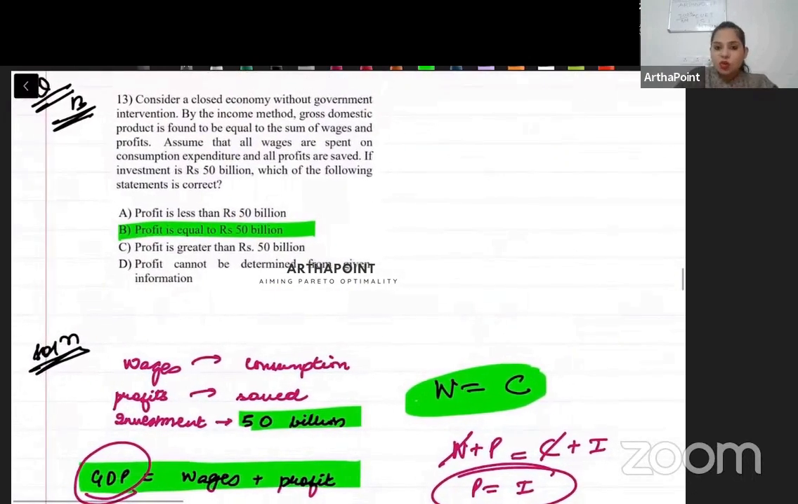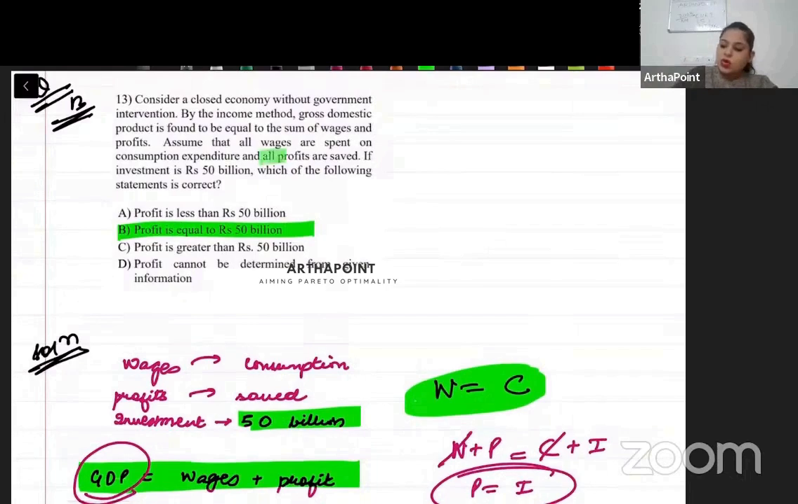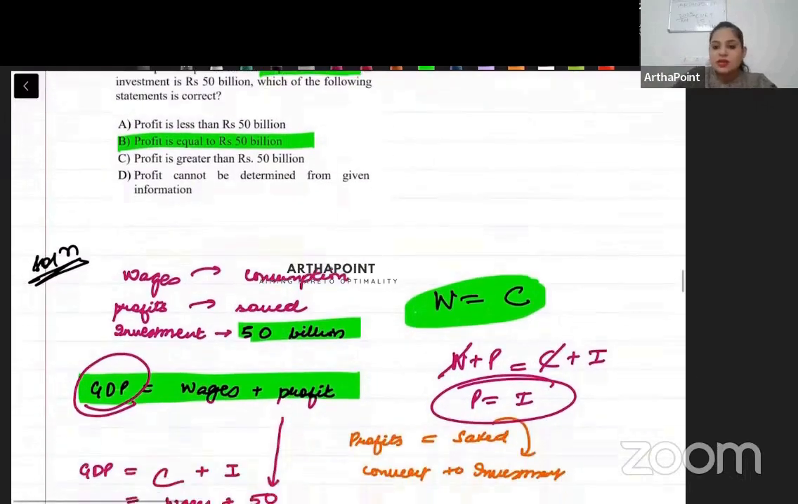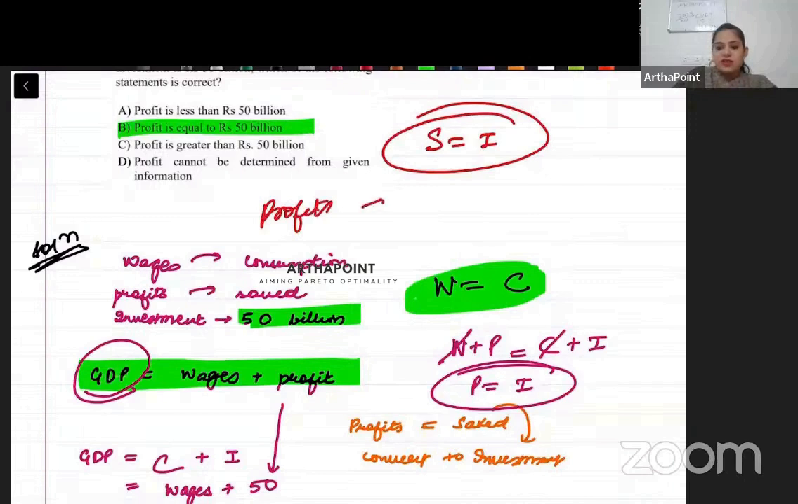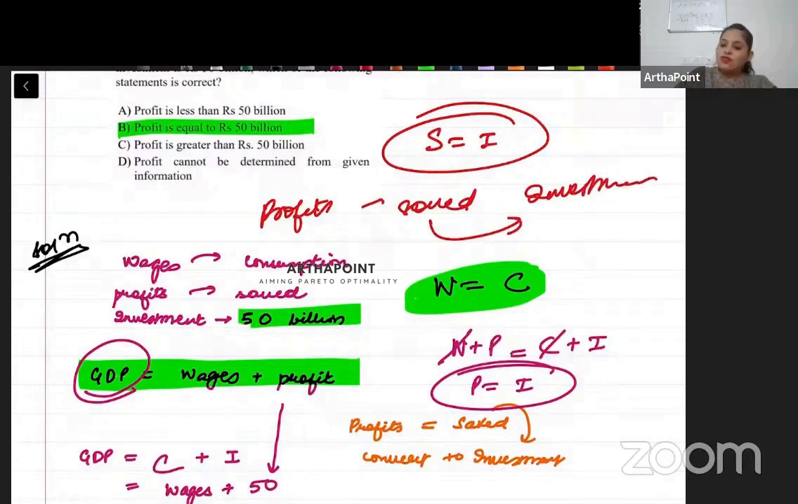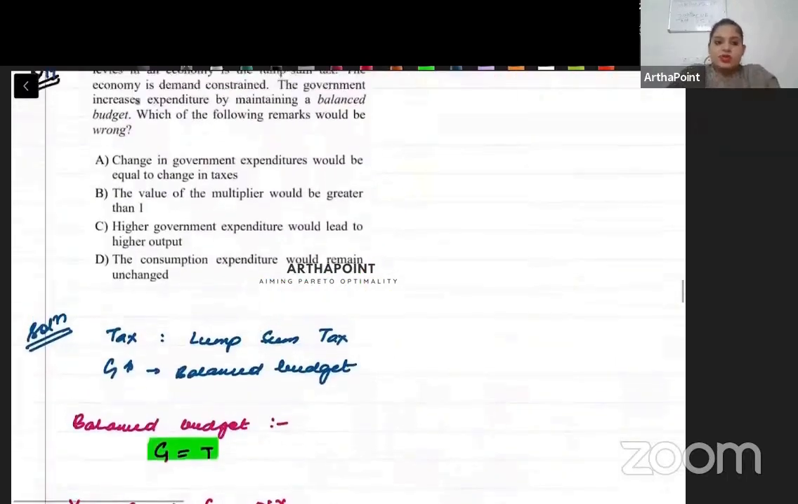Now somewhere in order to confuse, they said all profit are saved. So, theek hai na? We know that savings and investment are equal. So if profits are saved, then that saving is converted to investment. So profit will be exactly 50 billion. Okay, come to the next question.